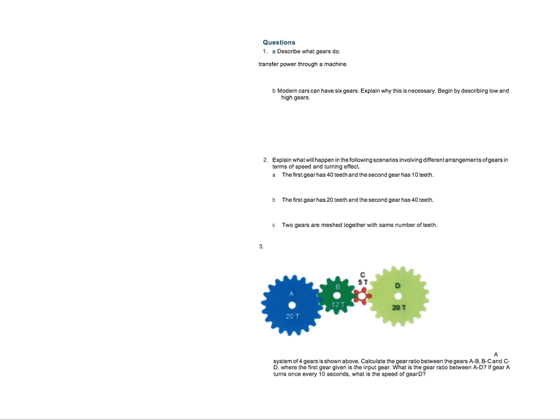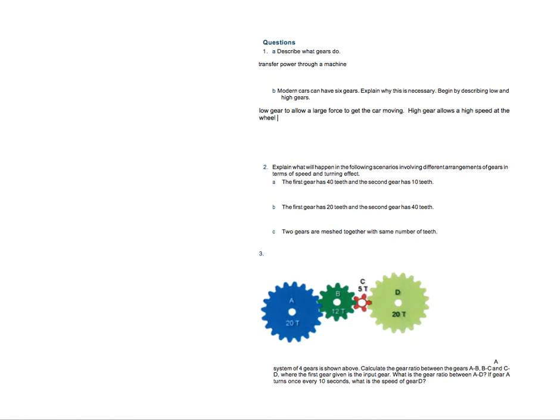Part B, modern cars can have 6 gears or more. Explain why this is necessary. Begin with describing low and high gears. Well, you use a low gear first to apply a large force to get the car moving. Whereas high gear allows a high speed at the wheel with a lower speed at the engine. So hopefully that makes sense to you.